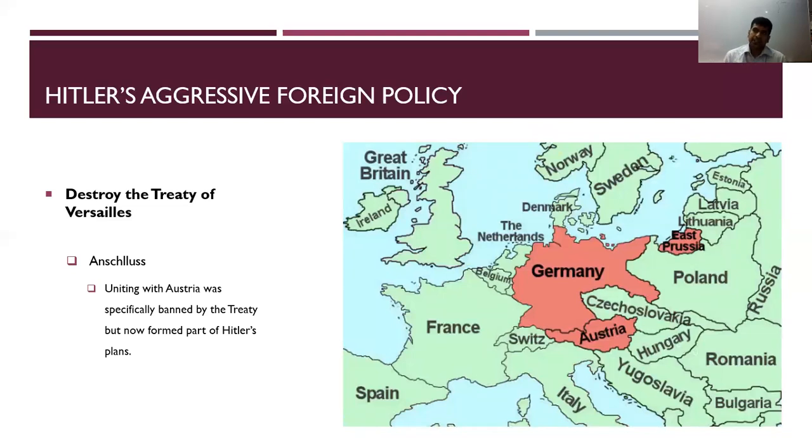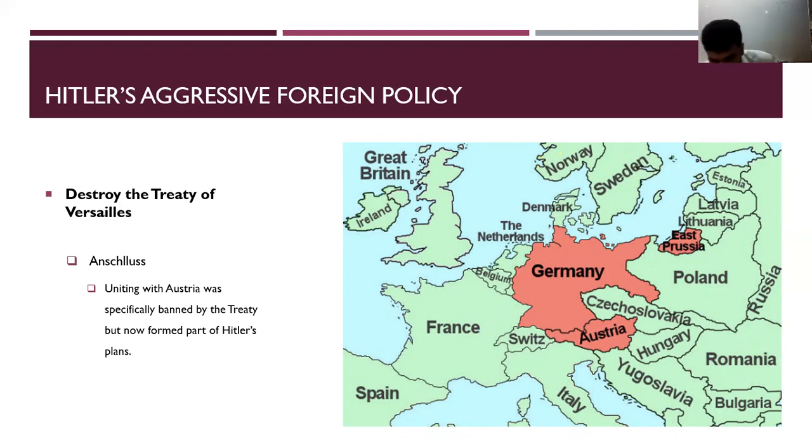Now, like I mentioned, under the Treaty of Versailles, Germany and Austria cannot merge. They're banned from being united together. So uniting with Austria was specifically banned in the Treaty of Versailles as well as in the Treaty of Saint-Germain. But now this formed part of Hitler's bigger plan.